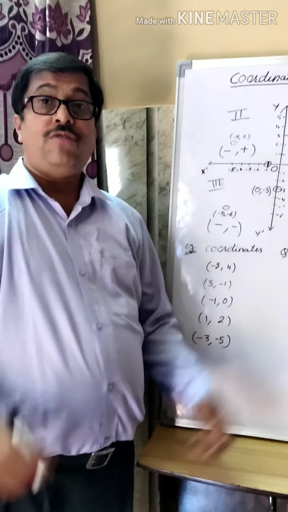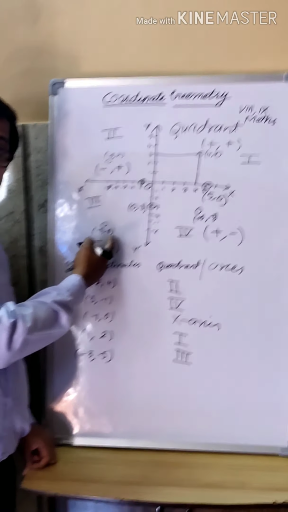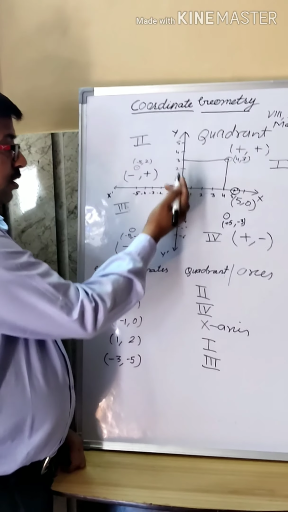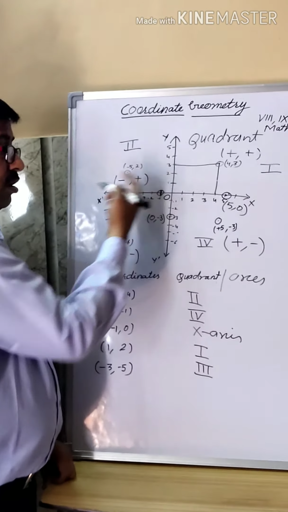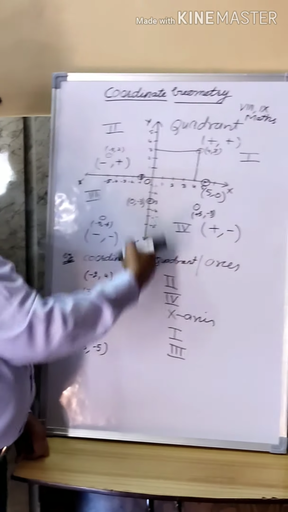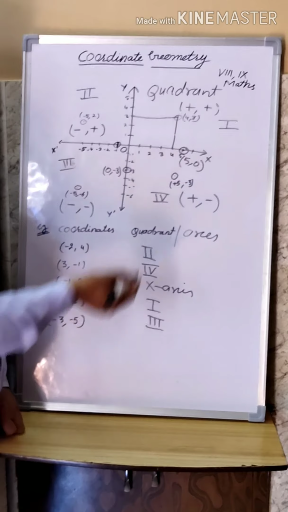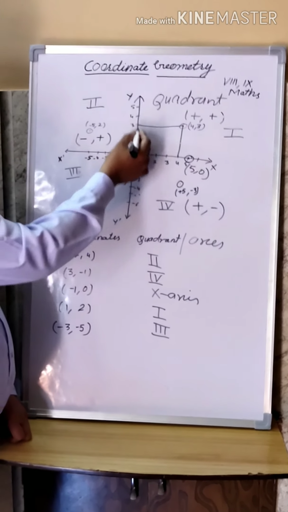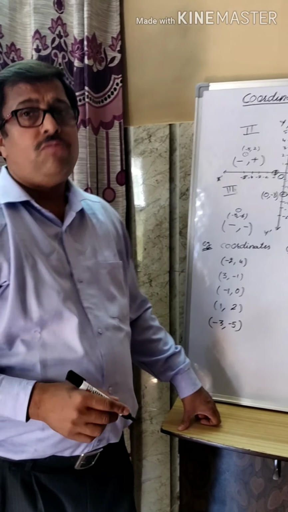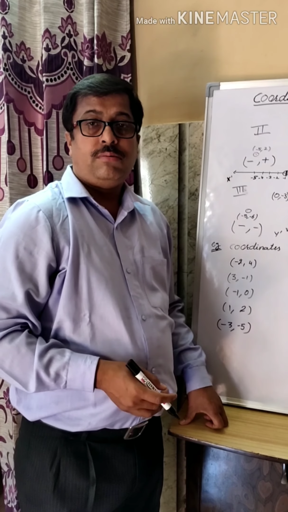So again we are revising: if both are positive, first quadrant; if both are negative, third quadrant; if x is positive and y is negative, fourth quadrant; and on this side x negative, y positive, second quadrant. And on the x-axis and y-axis, what do you say? If the y coordinate is 0, it lies on x-axis. If the x coordinate is 0, it lies on y-axis. So in this way, without a graph, you can tell in which quadrant and on which axis the given points lie.